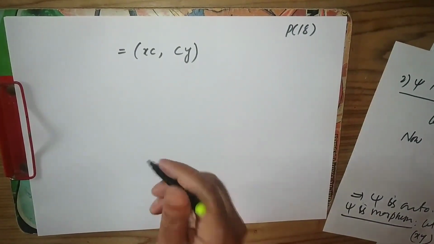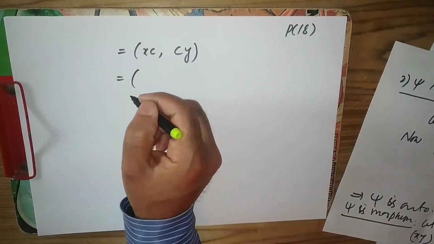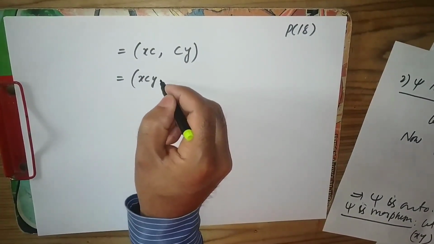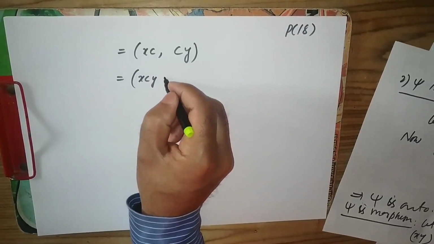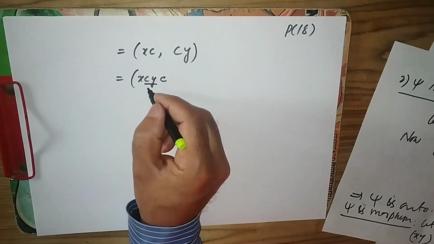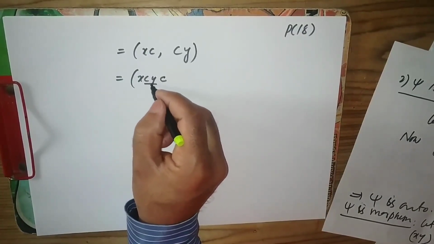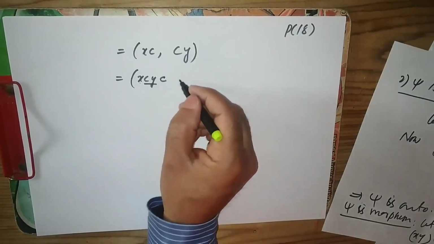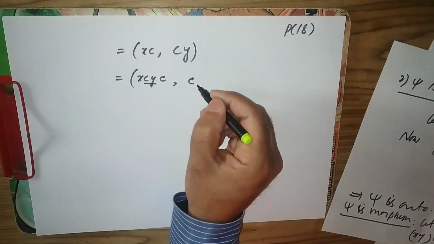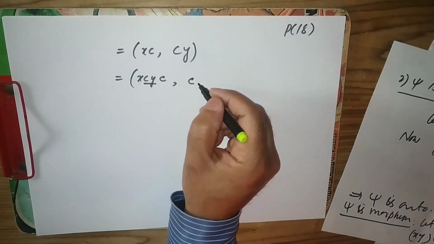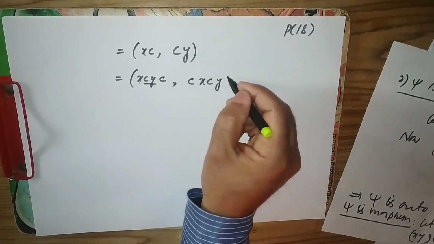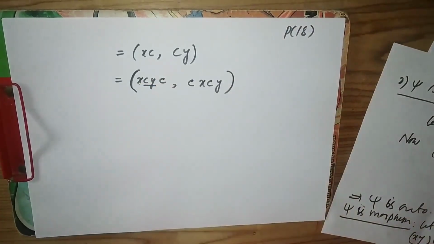Okay. Now this can be written as XCYC, because again the product of XCYC is the product of the last two elements. So treating this CY as the middle element, it is equal to XC, and here I will write C times XCY.